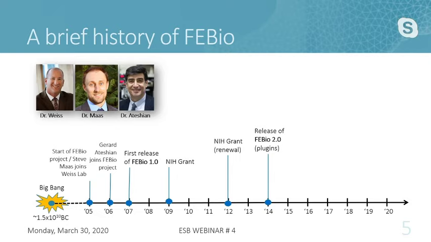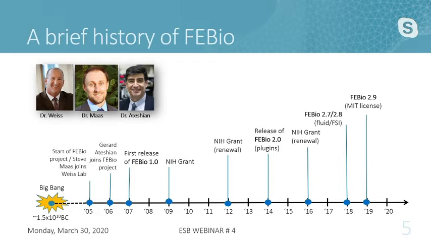One big aim of that grant was the implementation of a plugins framework that allowed users to create new features without having to modify the source code. We had our second grant renewal in 2016. A big aim of that grant was the implementation of a fluid and FSI solver, which was released in 2018. Then in 2019, we made a big step forward by switching from our custom license to a truly open source license. And that brings us to today.